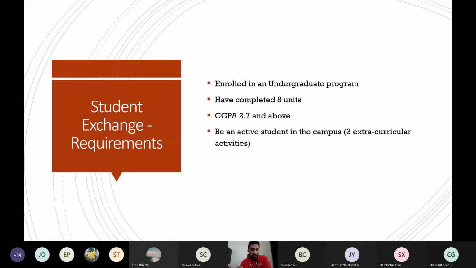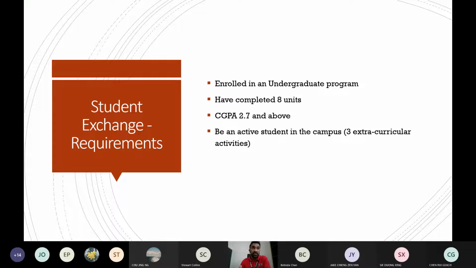The first requirement is you must be in an undergraduate program. It means you can do exchange only during your degree program. You cannot do exchange during foundation or master's program. The second one is you must have completed 8 units. That means it's equal to 1 year. And your CGPA should be 2.7 and above. And the last one is you should be an active student in the campus.